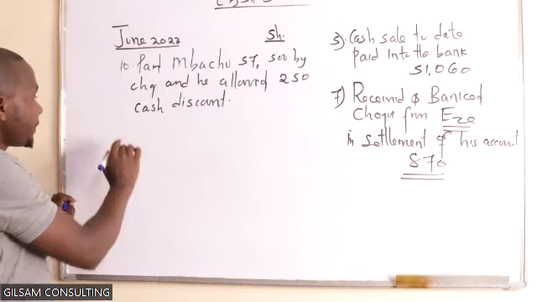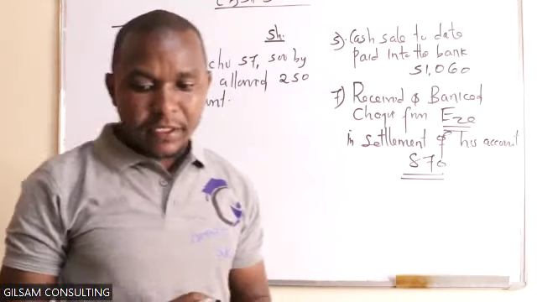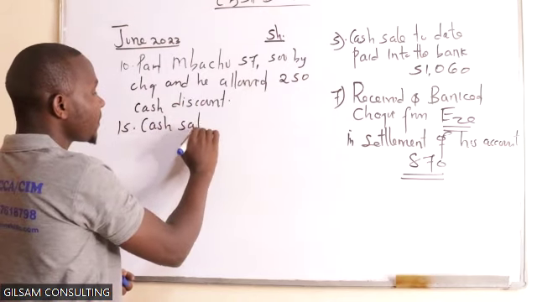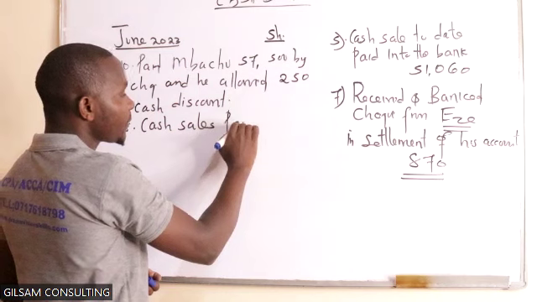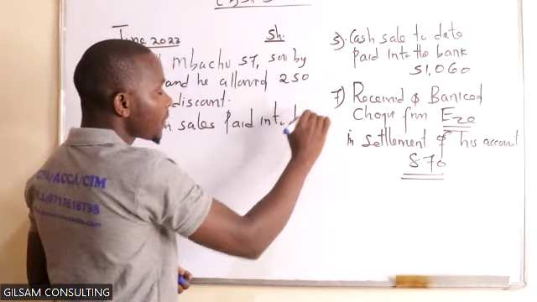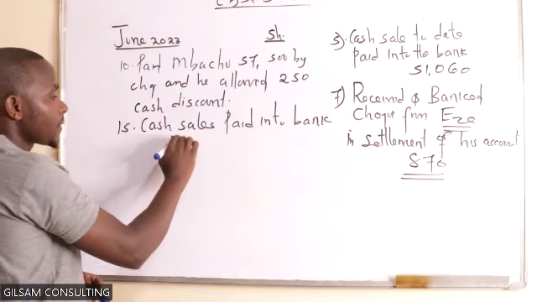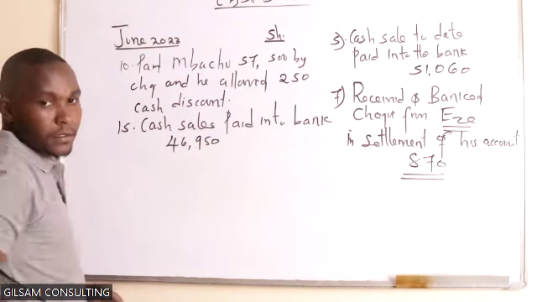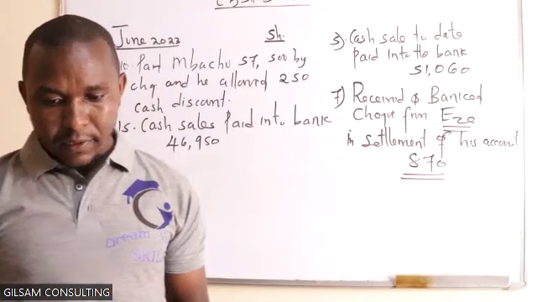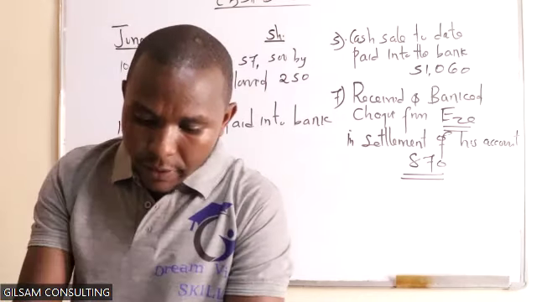Another one, date 15, cash sales paid into bank, 46,950.